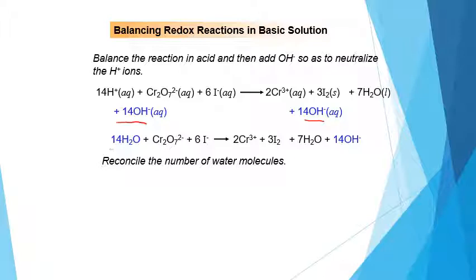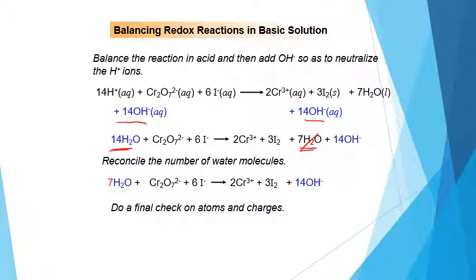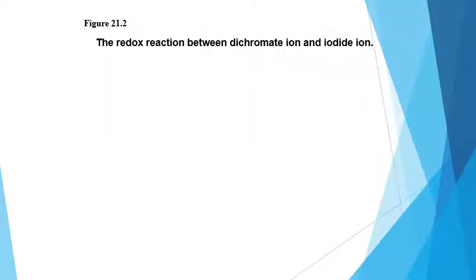So in this reaction, we have to reconcile the water molecules. The total number in the reactant should be subtracted from the total number in the products. Take note that you have the higher number of water molecules in the reactant, so 14 minus 7 is lost. Therefore, there are only 7 water molecules left in the reactant portion. So here are the 7 water molecules left, and then you still have the 14 OH minus. So we have to do the final checks on atoms and charges.